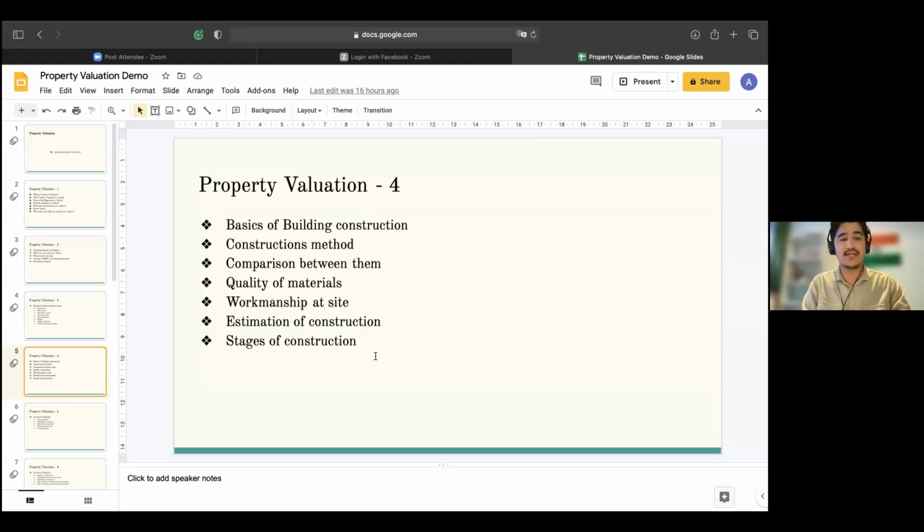Then workmanship at site. Okay, this is very necessary, because even if we are giving our team a good quality of material, and if the workmanship is not proper, जहाँ पे काम करने की क्षमता is not really good, then the final product will not be good. That will affect the quality of our building. So I will try to make you understand all about this.